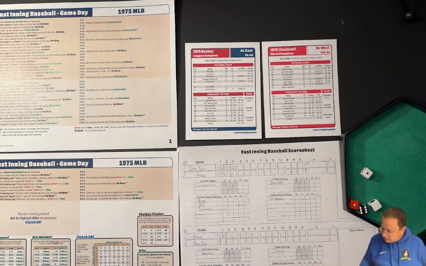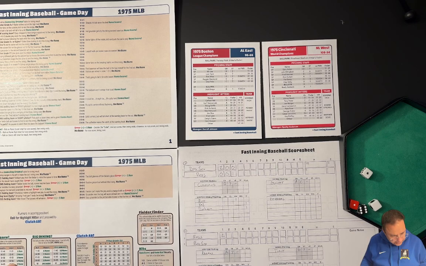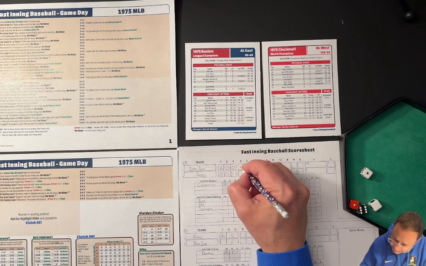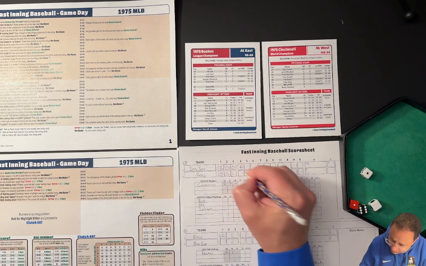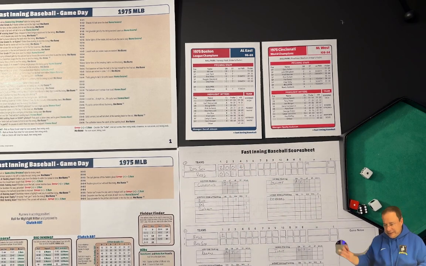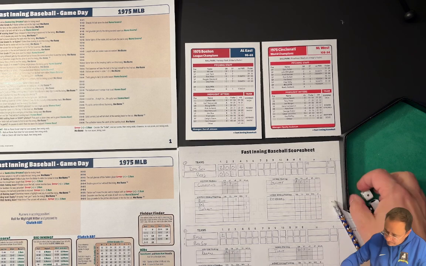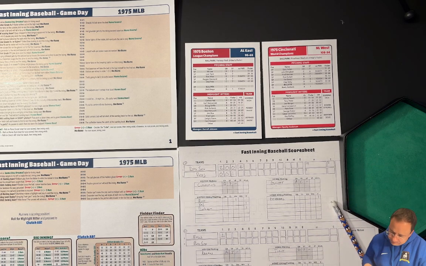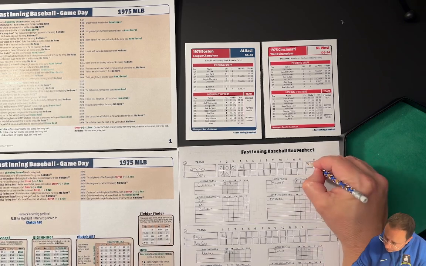That error leads to 6-1 for the Red Sox, a 4-run inning. So that error sparks a 4-run inning, and I dare say the Red Sox might be on their way to a 4-1 World Series victory unless the Reds can come back here. We go to the bottom of the 4th. 1, 2, 3, 4.